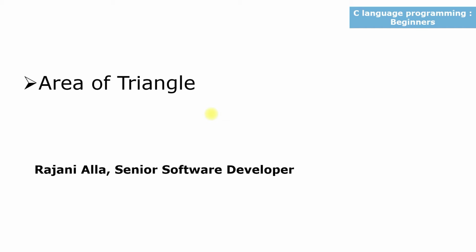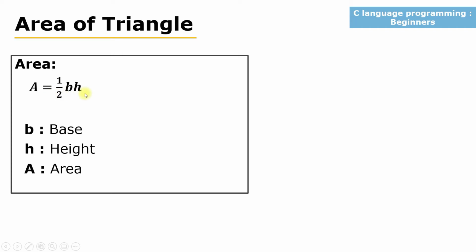In this video, we will write a program to calculate the area of a triangle. We know that this is the formula for the area of the triangle, which is half BH, where B is base, H is height and A is area. When we look at the equation, half is constant, which is 0.5, and B, H and A are variables. So, we need to declare 3 variables and 1 constant.